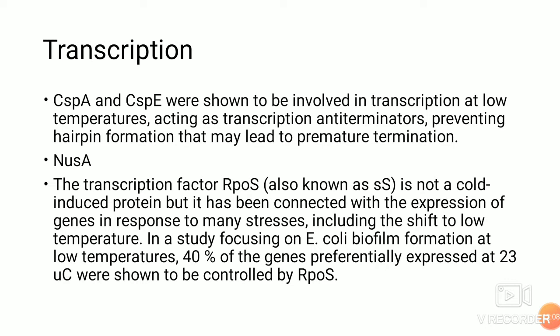There is one more transcription factor, RpoS, a sigma transcription factor. Sigma S is not a cold induced protein, but it has been connected with expression of genes in response to many stresses, including the shift to low temperature. In an E. coli study, more than 40% of the genes preferentially expressed at 23 degrees Celsius were shown to be controlled by the rpoS gene.